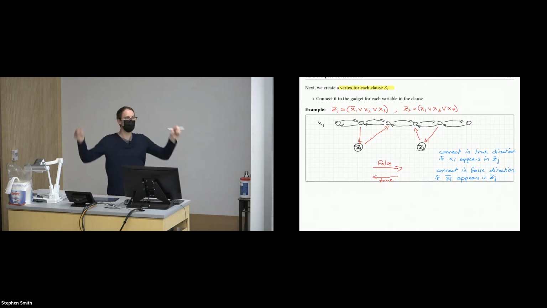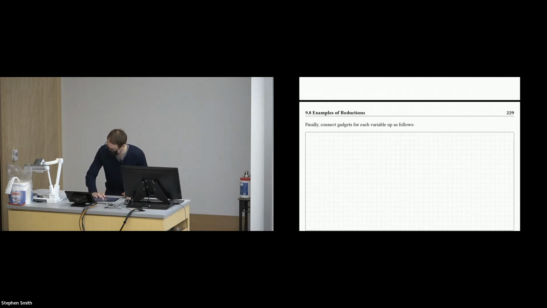So now I need to connect up all my gadgets, right? I've got one for each variable. I've got a node for each clause, and now I need to connect them all up so that I can then compute a Hamiltonian cycle. And so the idea for connecting up the gadgets looks like this. I have a start. Then I have my gadget for x1. Then I have my gadget for x2 below it. Goes down. I have my gadget for my last variable. And then I have t down here.